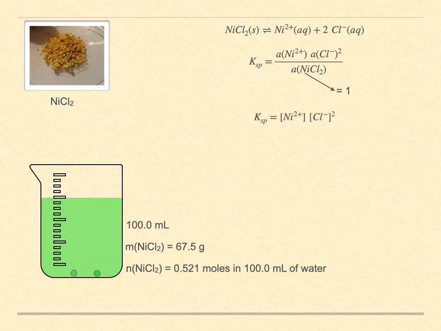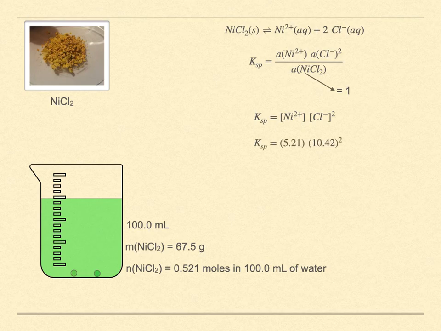The solubility product for the solvation of the nickel chloride is just the nickel concentration times the square of the chloride concentration. So be sure to appreciate that the Ksp equation is an equilibrium constant. It's only applicable if the system is at equilibrium. And until you've added more than the 67.5 grams to 100 milliliters of water, the system is not yet at equilibrium. But once solid nickel chloride starts collecting on the bottom of the beaker, then a dynamic equilibrium between the solvated ions and the solid state material exists. Then the equilibrium equation has meaning.